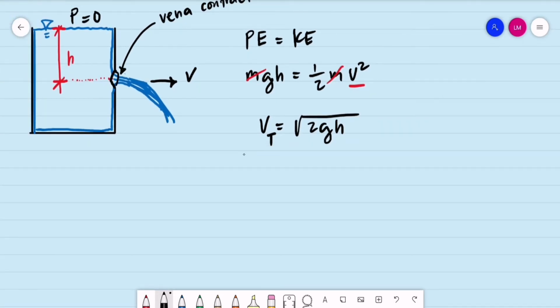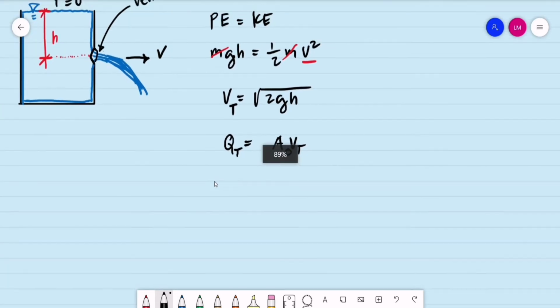Kung i-apply natin, for example, yung formula ng discharge, the discharge equal to area times the theoretical velocity. This is also the same as the theoretical discharge. And sabihin na lang natin, A sub O ay the area of the orifice. Kaya kung nagko-compute tayo, for example, ng theoretical discharge, ito yung area ng orifice, the square root of 2g h.